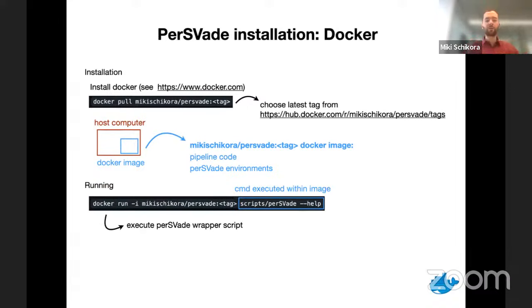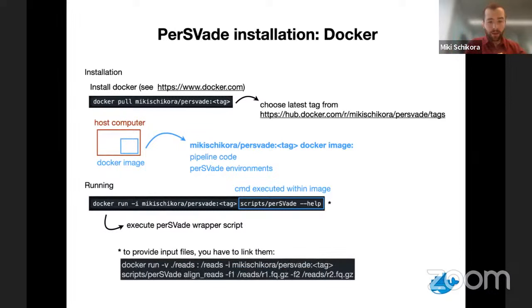Now, this is how you run this Docker image. You say docker run, you provide the name of the image, and then you execute this command. Everything that goes after here is executed inside of the image, so with all of the environment of the image. So this would be the command that we would use to print the help message of PerSVade.